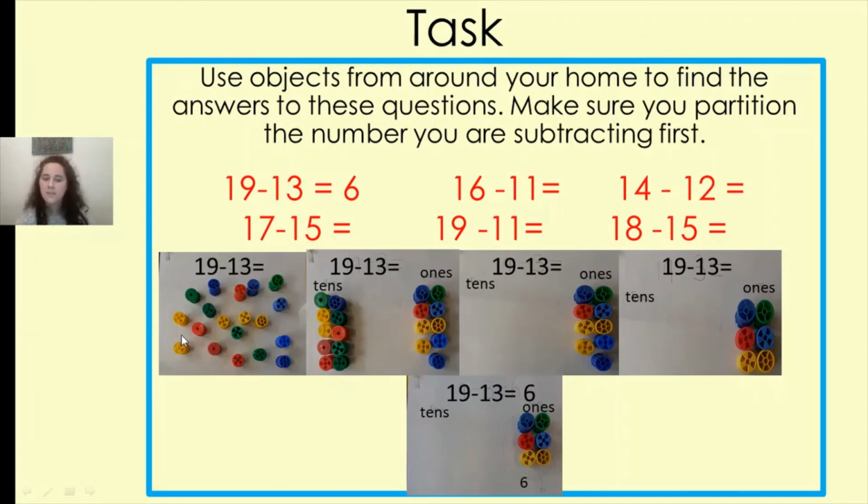Now, I started by counting out 19 objects, then I partitioned that, or I grouped them into tens and ones. Next, I knew that 13 could be split into 10 and 3, and I took away my big group of 10 there. After that, I took away 3 ones and counted to see that there were 6 left. Then I wrote the answer next to the question. So I want to see if you can have a go with objects around your home to do the same.